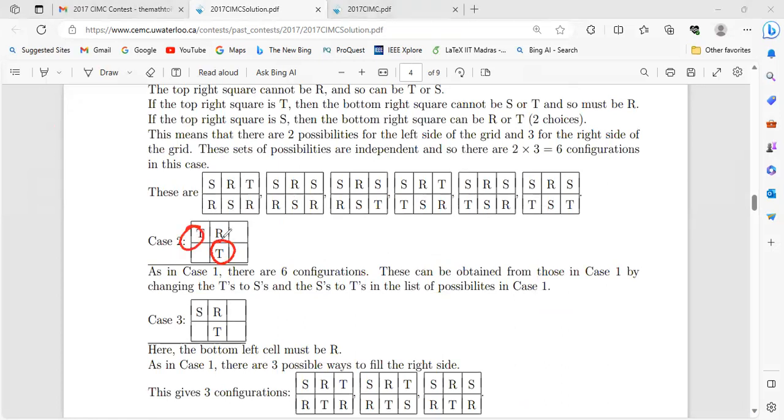Look at the next case. You're going to place T over here and T over here and R. So in this case, they're saying there are 6 configurations in case 1. And this can be obtained from those in case 1 by changing the T's to S's and S's to T's in the list of possibilities in case 1. You're changing S to T. How do you change that? So like for example, for this one, it would be S R R.